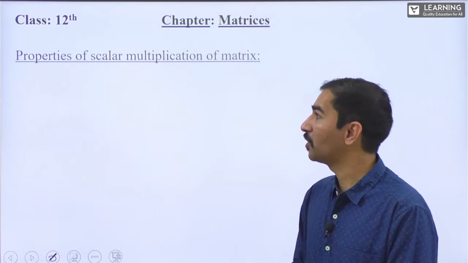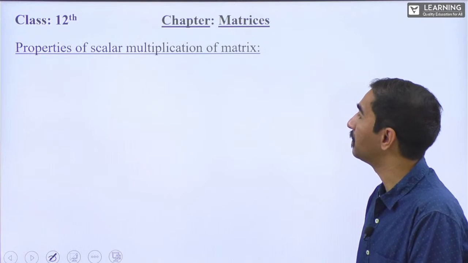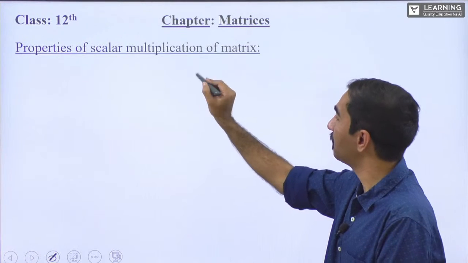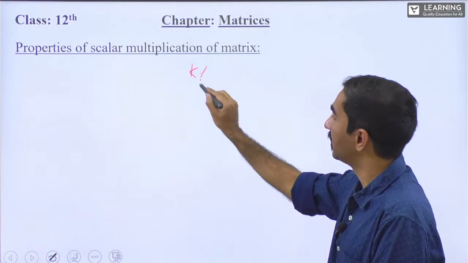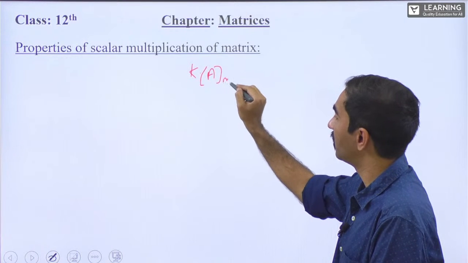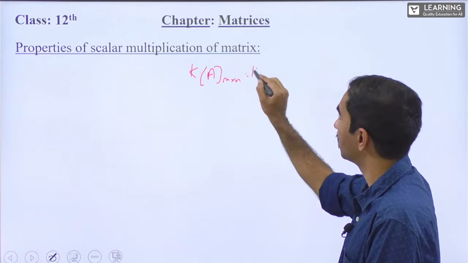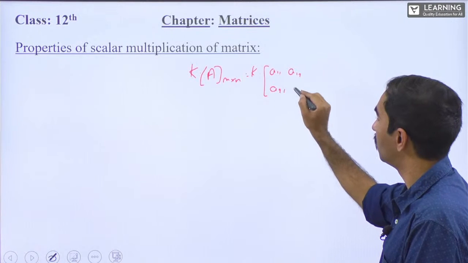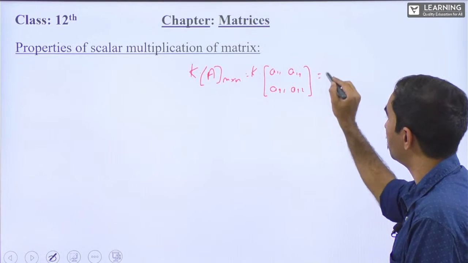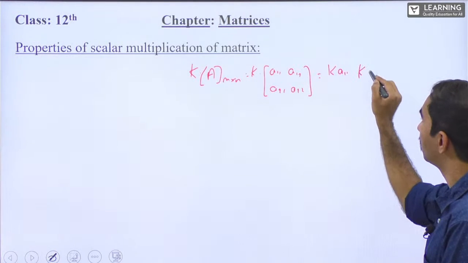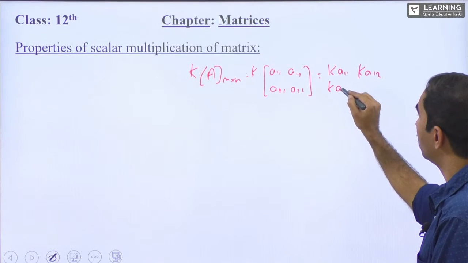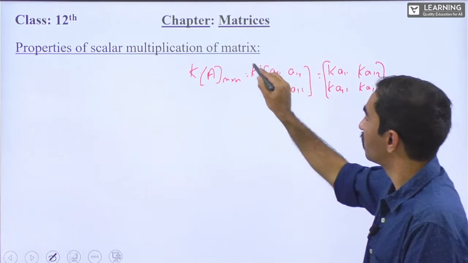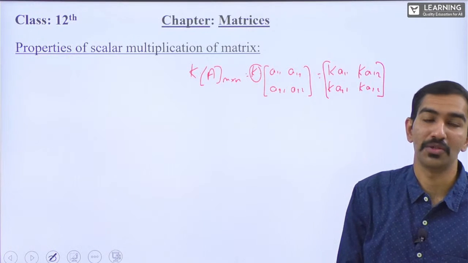The next one we have is properties of scalar multiplication of matrix. I have already explained what scalar multiplication of a matrix is. Very quick recap. If K is multiplied with the matrix A of order m cross n, let us take K of [A11, A12; A21, A22]. This will be equal to [KA11, KA12; KA21, KA22]. So what is happening here, students? This K is what? A scalar. Understood? That is a scalar.